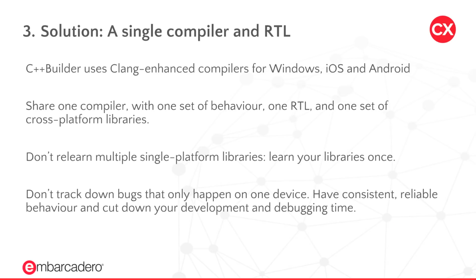So C++ Builder uses Clang-enhanced compilers for Windows, iOS, and Android. So you can share one compiler with one set of behavior, one runtime library, and one set of cross-platform libraries. And that means that you'll always get the same behavior because you're running the same code on every platform. You don't need to relearn multiple single platform libraries. You can learn your libraries once. And you don't need to track down bugs that only happen on one device. You can have consistent, reliable behavior. Greatly cuts down your development and debugging time.